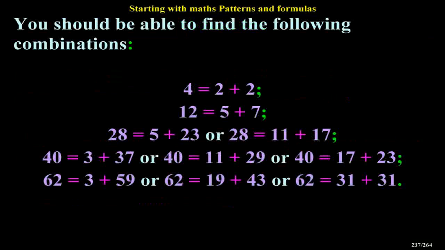4 equals 2 plus 2, 12 equals 5 plus 7, 28 equals 5 plus 23 or 28 equals 11 plus 17, 40 equals 3 plus 37 or 40 equals 11 plus 29 or 40 equals 17 plus 23, 62 equals 3 plus 59 or 62 equals 19 plus 43 or 62 equals 31 plus 31.